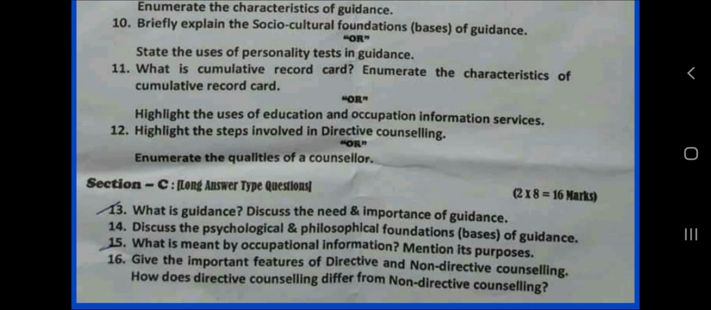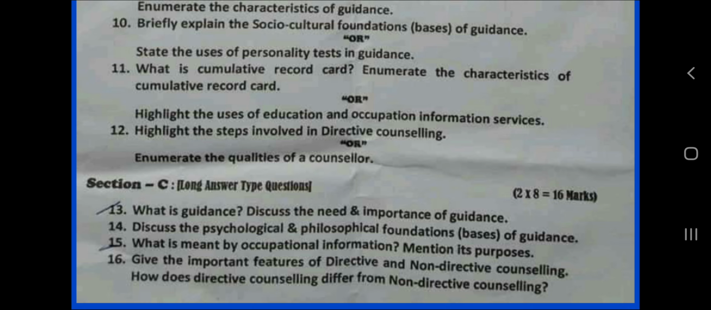Question number 15, what is meant by occupational information? Mention its purposes. Question number 16, give the important features of directive and non-directive counseling. How does directive counseling differ from non-directive counseling?